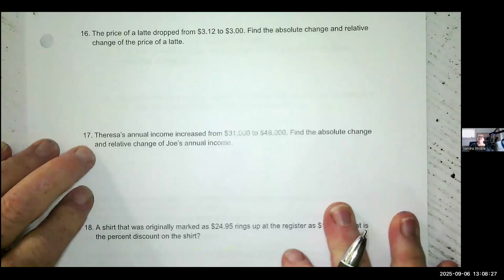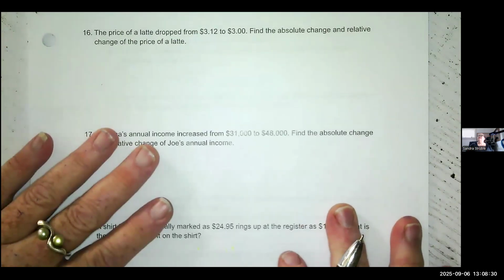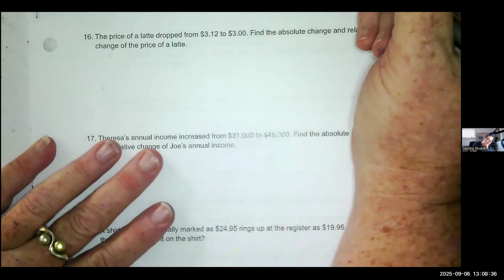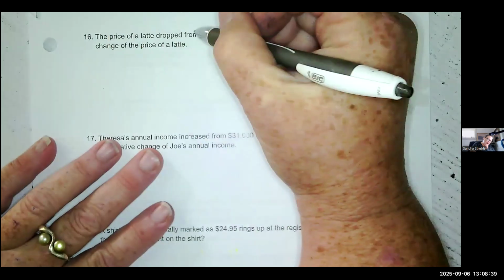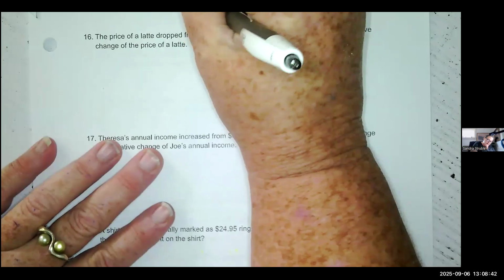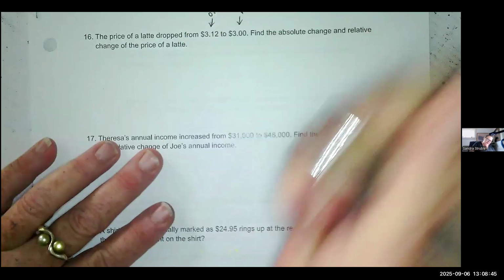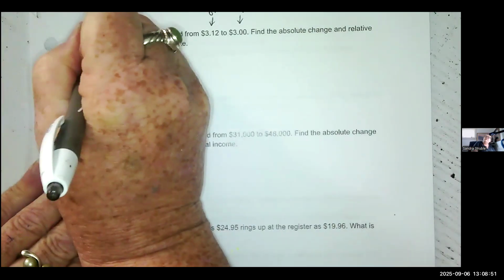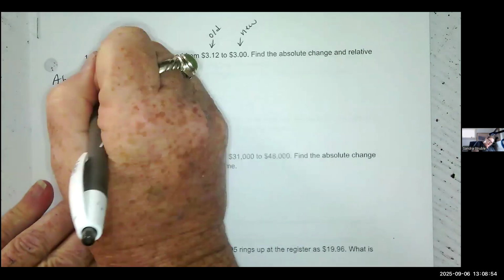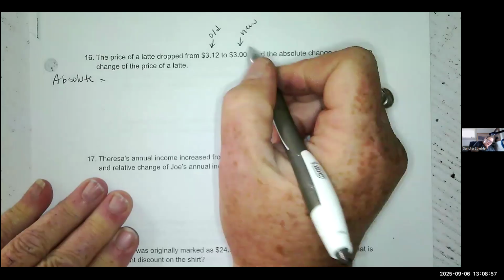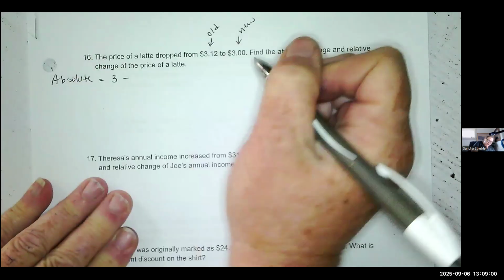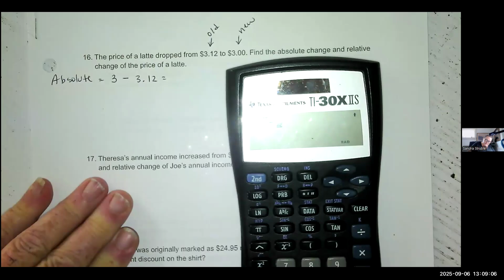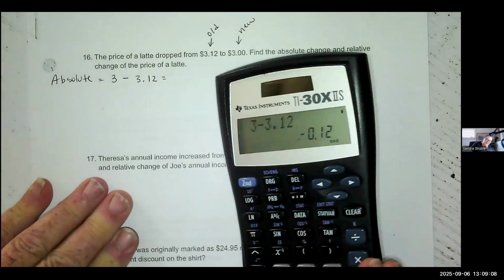All right, the price of a latte dropped from $3.12 to $3. Find the absolute and relative change for the price of a latte. So we're going to need new and old. The price of the latte dropped from, so this is the old price, to the new price. The absolute change is equal to new minus old. Well, new is $3 minus old is 3.12, and it dropped by 12 cents.